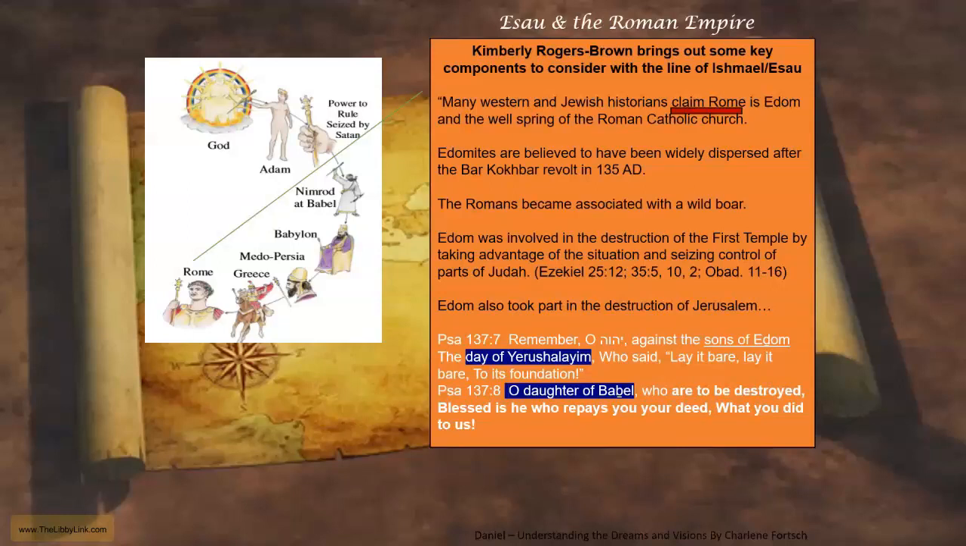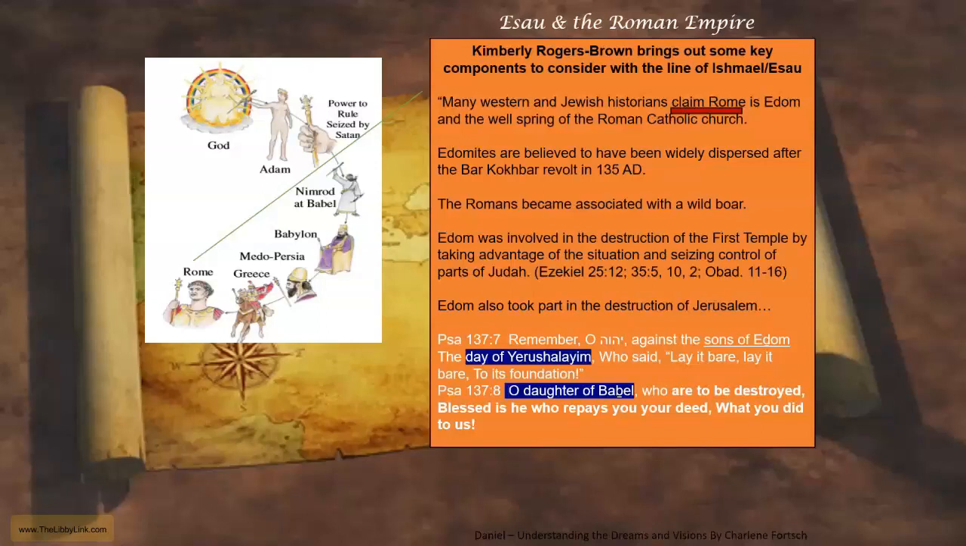Edom was involved in the destruction of the first temple by taking advantage of the situation and seizing control of parts of Judah. That's recorded in all of those scriptures listed there in Ezekiel and the verses in Obadiah. Edom also took part in the destruction of Jerusalem.